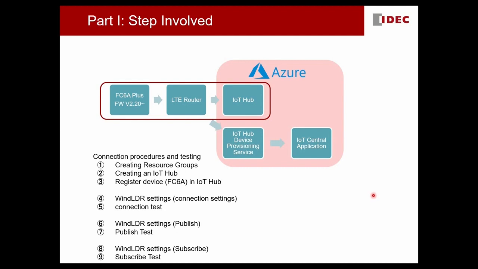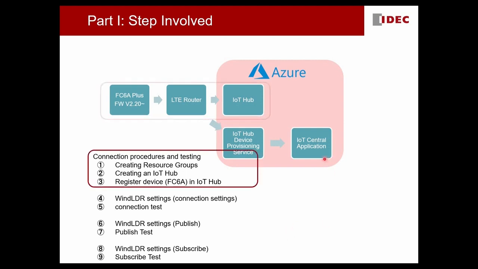Let's move into part 1 first. The steps involved here might sound familiar to you guys, that always involve configuration at a cloud service first, and then followed by the configuration in WinLDR, which is the programming software of the FC6A Plus. So let's start with the configuration in Microsoft Azure first. The first step is to create the resource group.